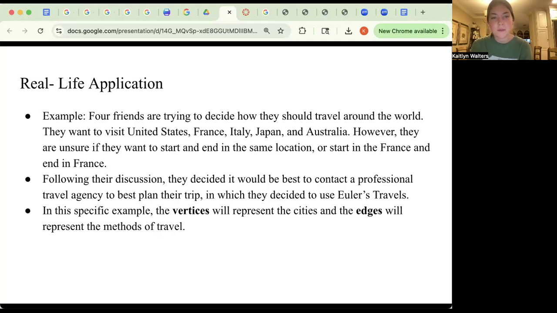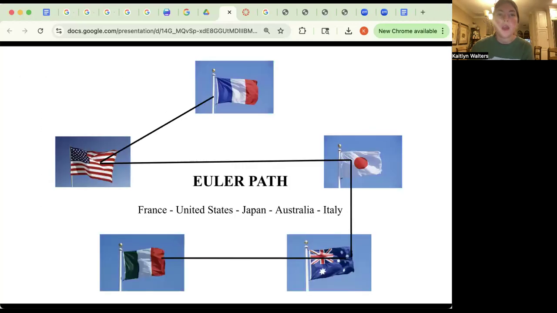In this specific example, the vertices will represent the cities and the edges will represent the methods of travel. The first image is of an Euler path. This is given when the group decides to start in France. So they will travel from France to the United States, to Japan, to Australia, and then to Italy.